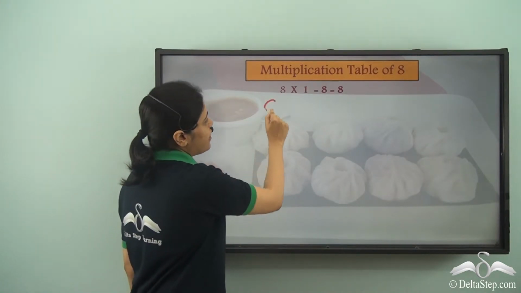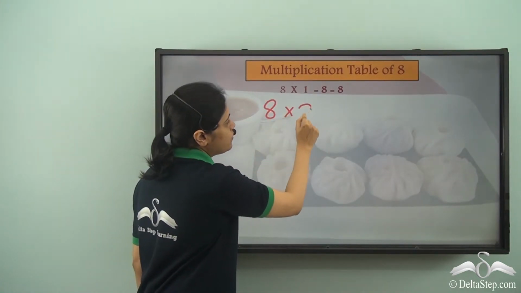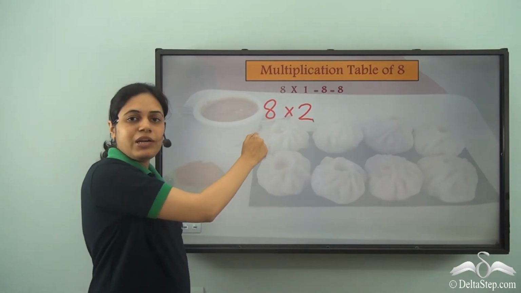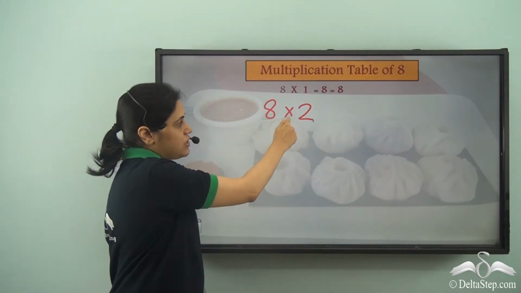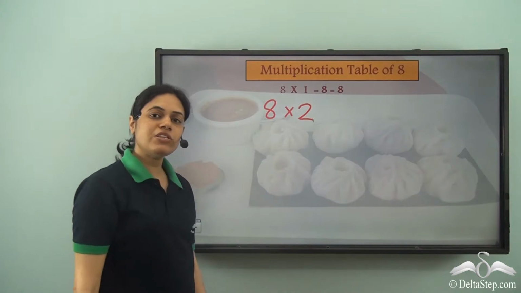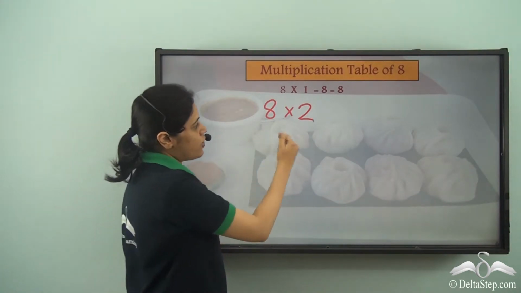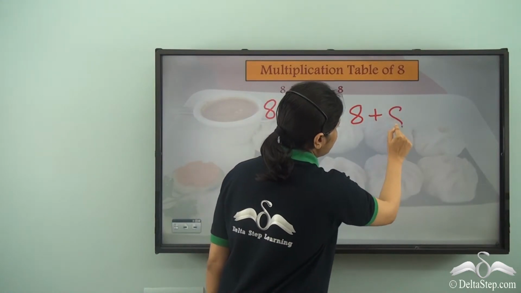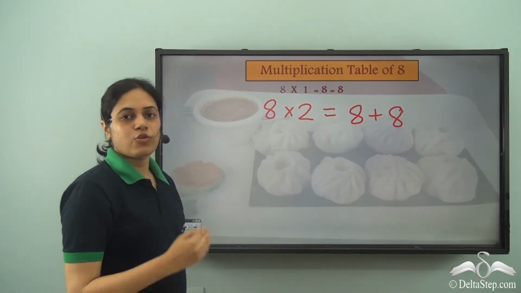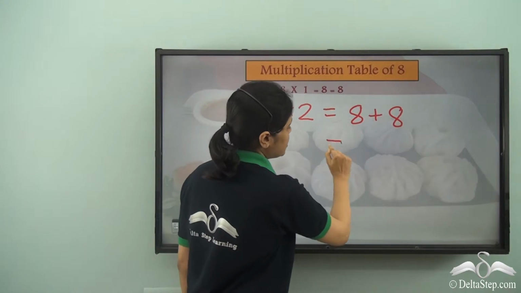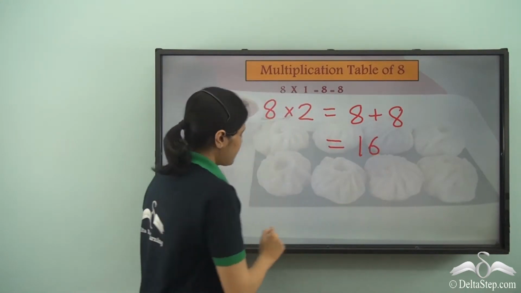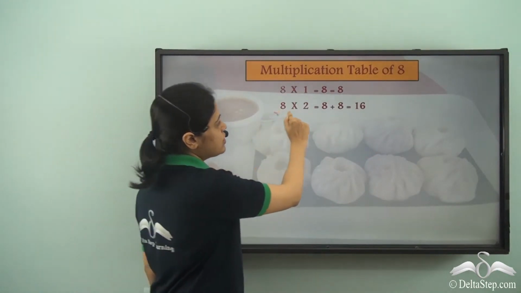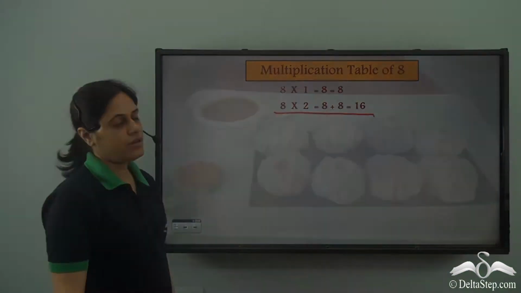Next, we have 8 into 2, because we are finding the multiplication table of 8. This is into, and this number has to increase by 1. So 8 into 2 is 8 added twice. So 8 plus 8 is 16. 8 into 2 is 16.